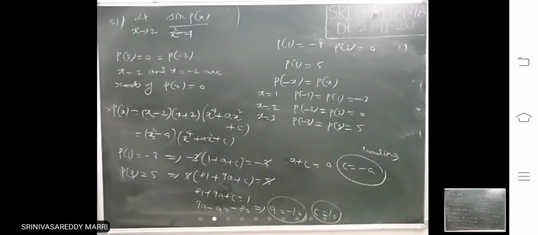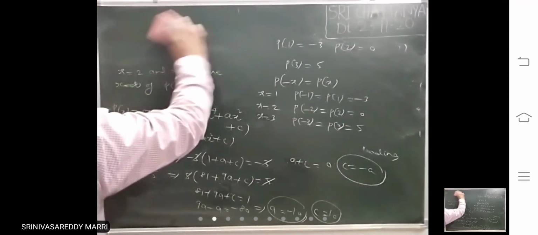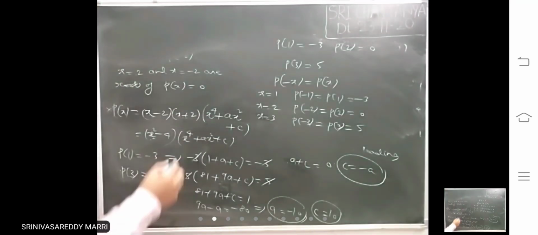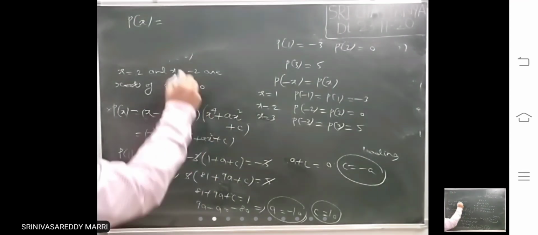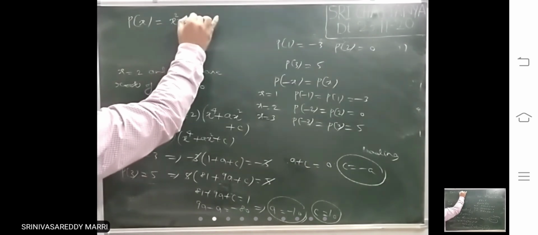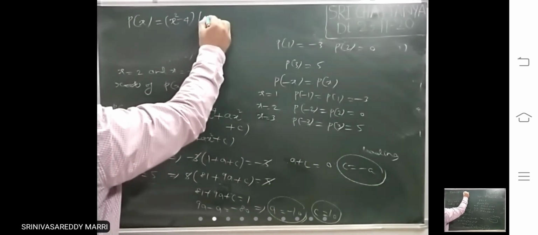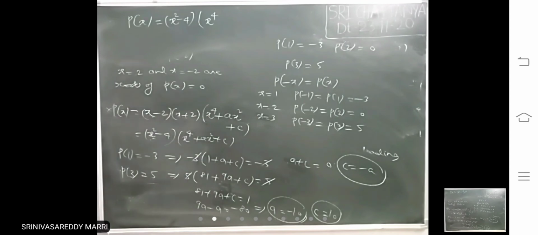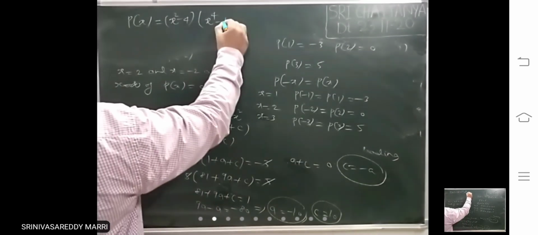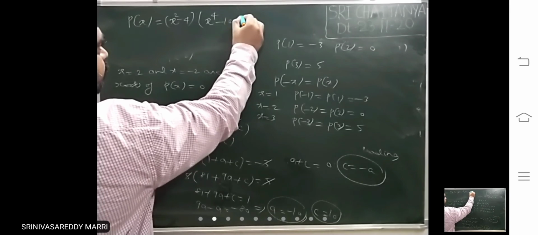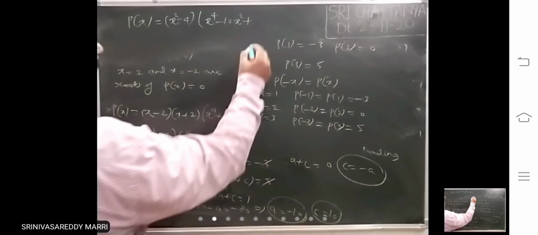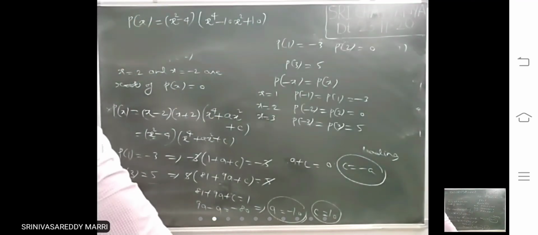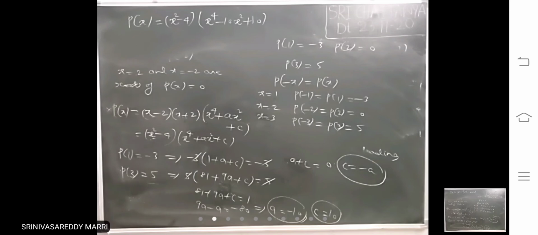Right? Now you got the polynomial. The a value you got, the c value you got. Therefore, P of x you got. That is the basic thing to solve the problem. P of x is x square minus 4 into x power 4 (a is minus 10) minus 10 x square plus 10. So this is the polynomial.